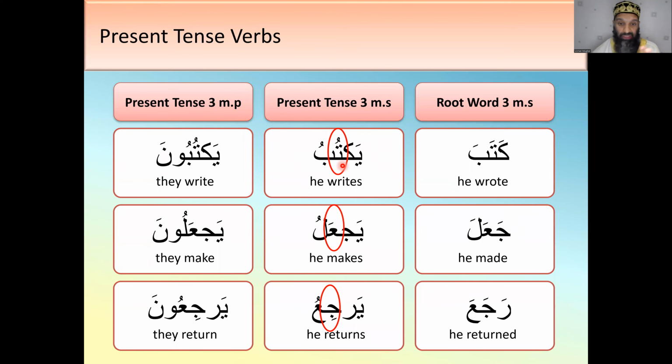So each verb has its own, either a dhamma for this one. So for kataba, it's dhamma, yaktubu. It's not going to be yaktibu. It's not going to be yaktabu anywhere, right? And it carries on. Once you know the third vowel, then all the permutations, yaktubuna, taktubuna, naktubu, are all going to be the same. For that verb, it's dhamma everywhere.